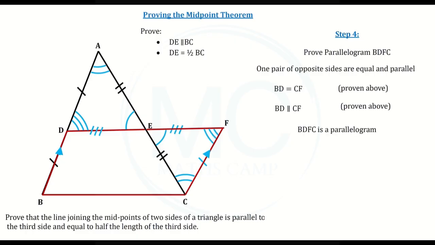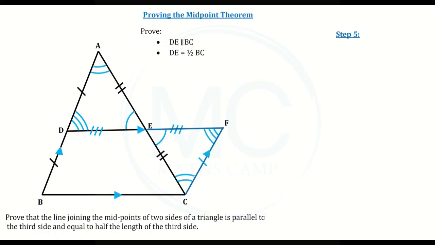In a parallelogram, both pairs of opposite sides are equal and parallel. This means that DF is equal to BC and DF is parallel to BC. On our diagram, let's put an arrow on DF and an arrow on BC to show that these sides are parallel. Now we can make our diagram black again and move on to step 5.